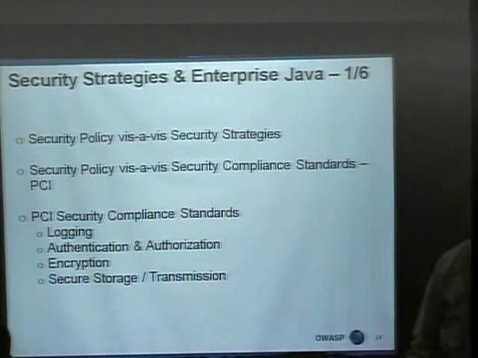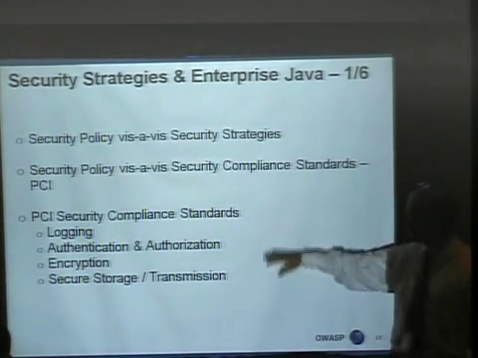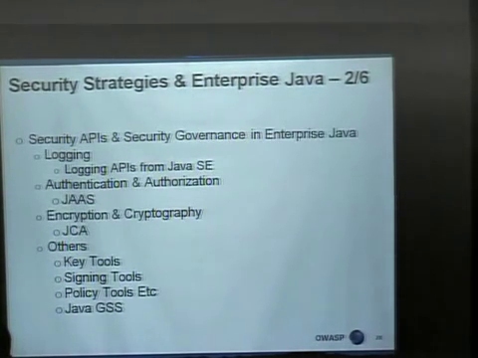The PCI standard wants you to enforce those 14 standards, and most of them fall into the following categories: logging, authentication and authorization, encryption, secure storage, or secure transmission. So I'll pick them up one by one. Let's try to go deep into that.